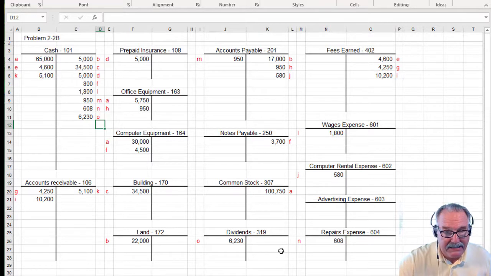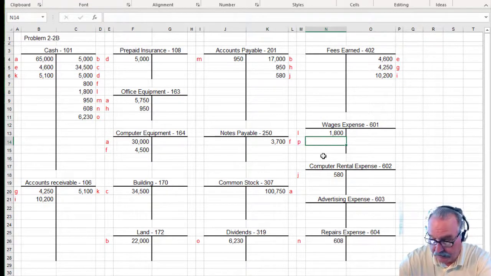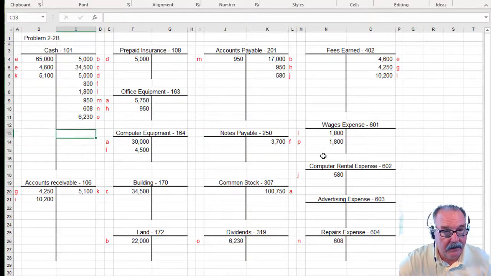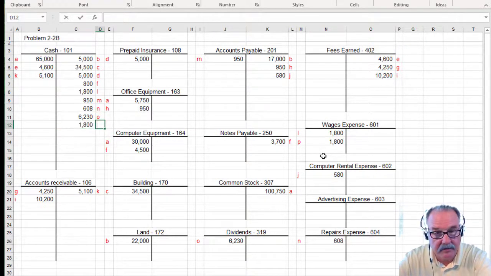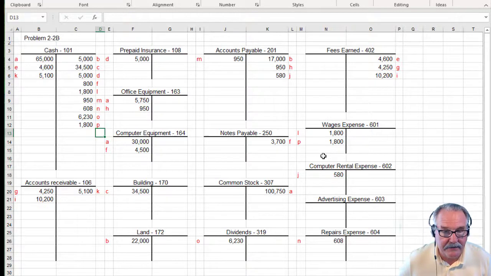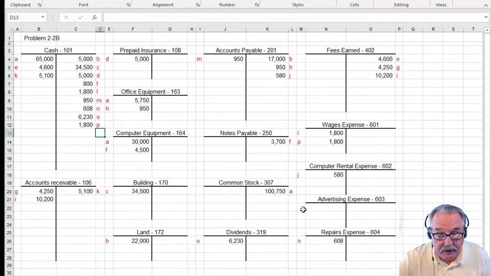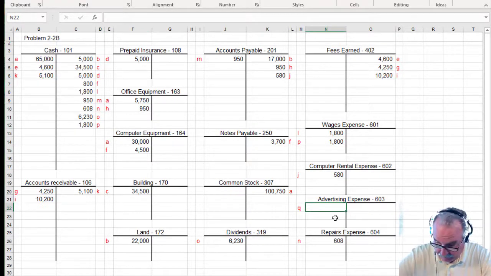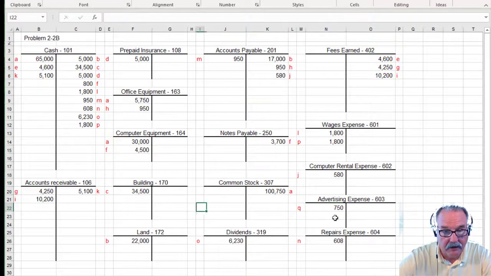This is transaction P. Wages expense was also $1,800, and credit cash, $1,800, transaction P. And then our last transaction, which is transaction Q, says we paid advertising expense for the month. This is a debit to advertising expense, $750, and credit cash, $750.